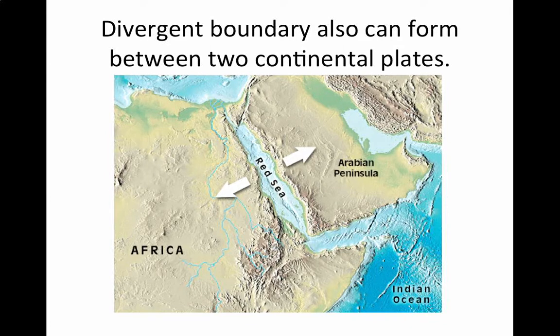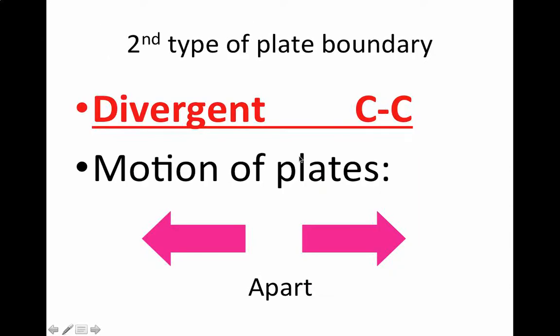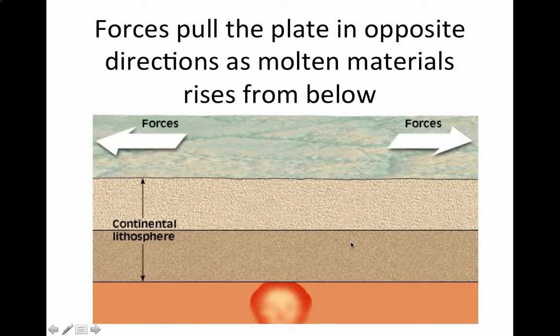Okay, now divergent boundary can also occur between two continental plates, where we have continental crust separating from continental crust. We call this divergent CC, or divergent continent-continent. The motion is still apart. We do have a few different features in this type of boundary.